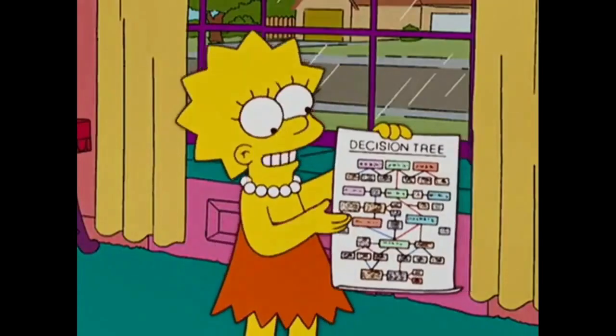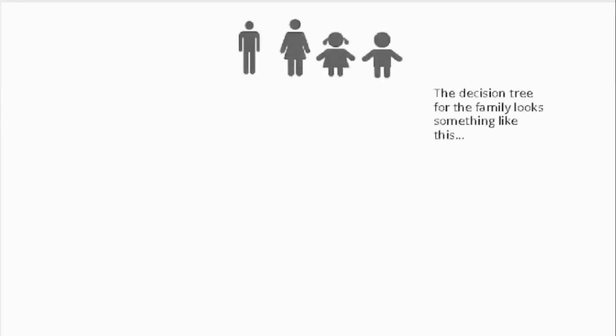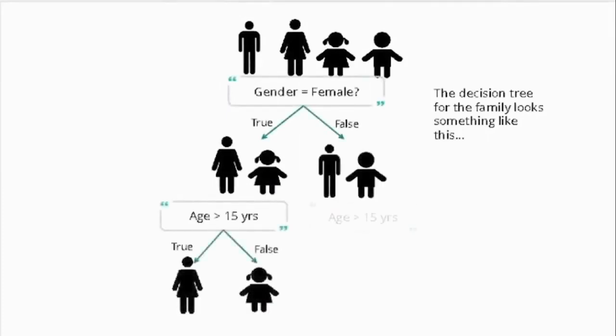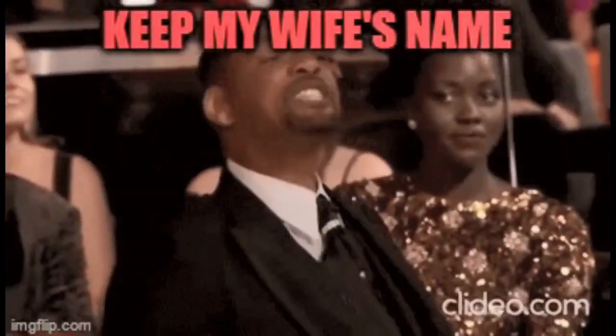Let's take an example for a decision tree. So, I made this elaborate decision tree. For example, we have this family with 4 members. We will ask questions such as, is the gender female? If it is true, we go to the left. If it is false, we go to the right. Then we ask another question, is the age greater than 15 years? So suppose someone asks, who is the wife in the family? Then you can run the data down the tree and say, keep my wife's name.